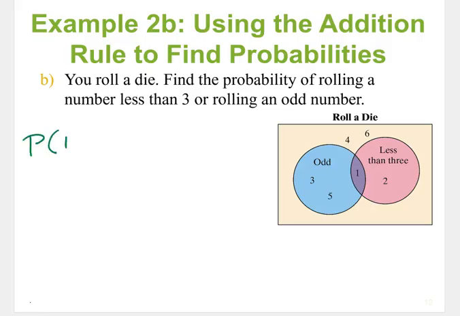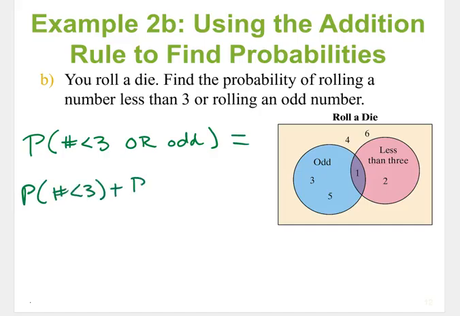So probability that we have a number less than 3 or we're rolling an odd. Okay, so that is going to be the probability that the number is less than 3 plus the probability that we roll a number that is odd minus the overlap. The probability of a number less than 3 and it's odd. So that's your overlap.